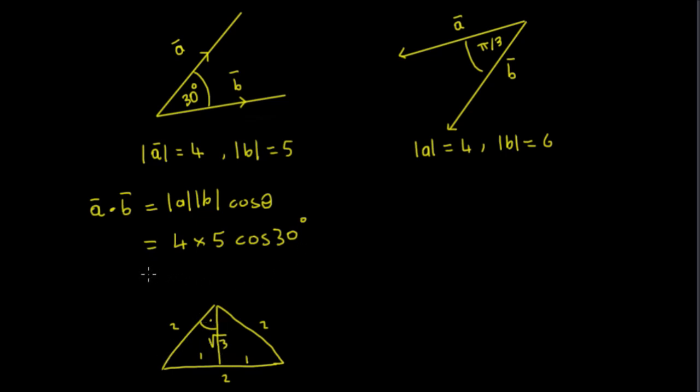So the answer to this is going to be equal to 4 times 5 times root 3 upon 2, which is equal to, the 2 cancels with the 4 giving us 2, so it's going to be 2 times 5 is 10 root 3.